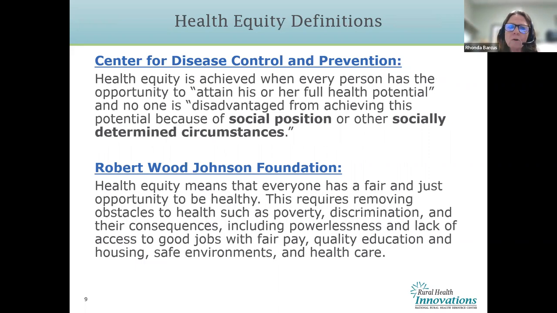Next one. Here are two health equity definitions that I think we at the center really like because they are very rich and they really capture what's important about the person.